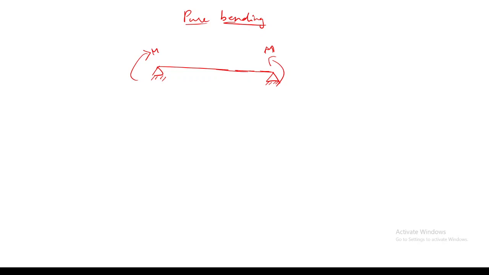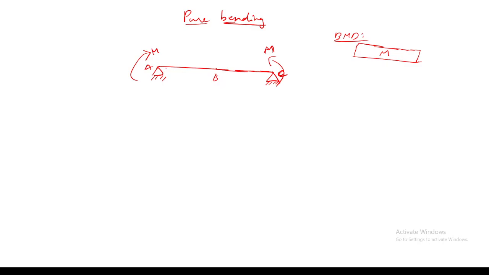So this is again a simply supported beam, and at the ends I'm having a bending moment. So when you draw the BMD, it will be something like this, right? It will be a rectangle. Agree or not? Yes, sir.